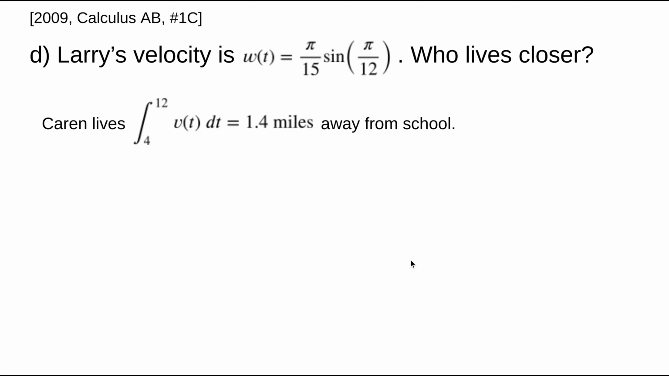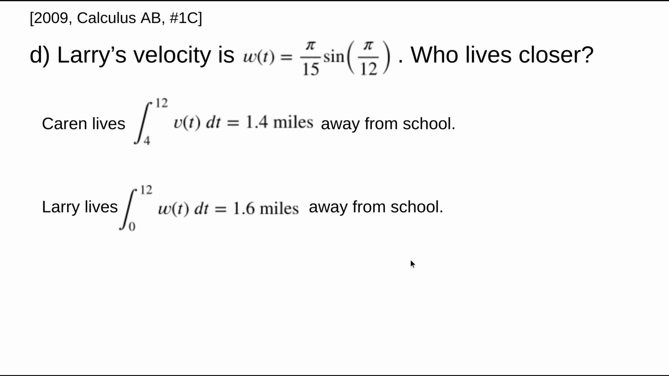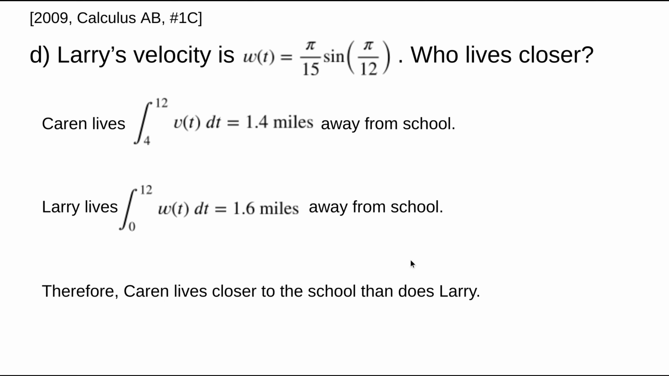Because this is a calculator active question, we can integrate Larry's velocity function from 0 to 12 by using our calculator. Turns out to be 1.6. So Karen lives 1.4 miles away from school, Larry lives 1.6 miles away from school. Therefore, Karen lives closer to school than does Larry.